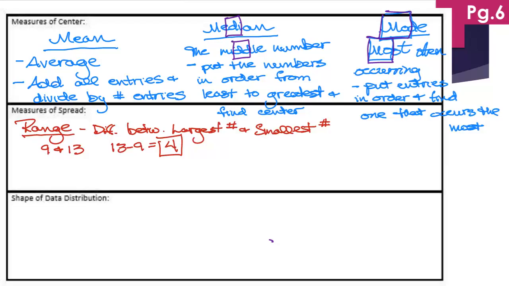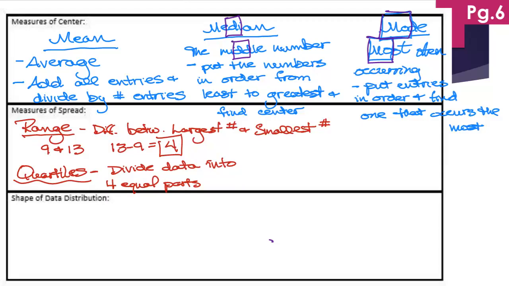All right. We also have quartiles. Quartiles. What do you think quartiles might be? It's kind of like quarters. It's going to divide your data, I keep saying data, into four equal parts, and you have to make sure that there is 25% in each quartile.